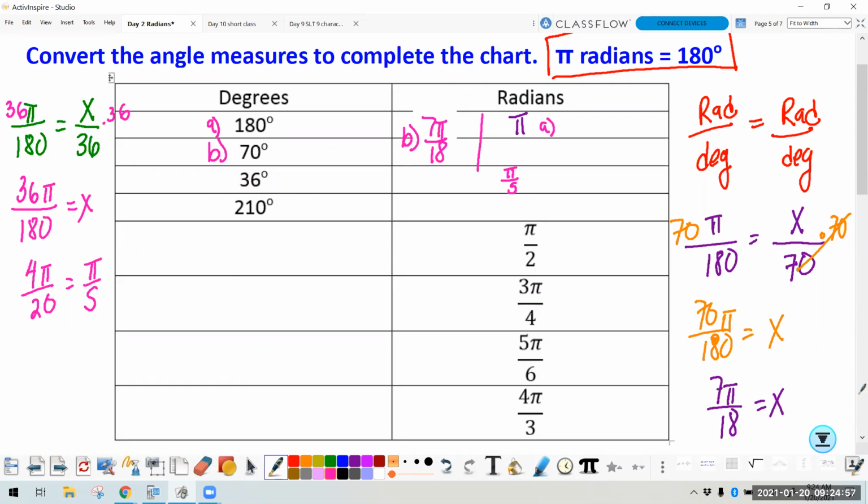Okay, let's try one more, 210 degrees, and then we'll switch up. We're given radians. So pi radians is to 180 degrees, as my missing amount is to 210.